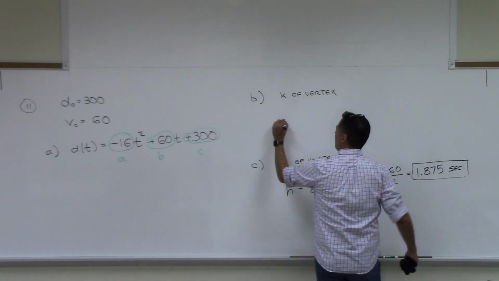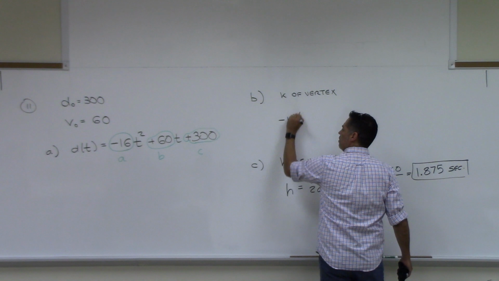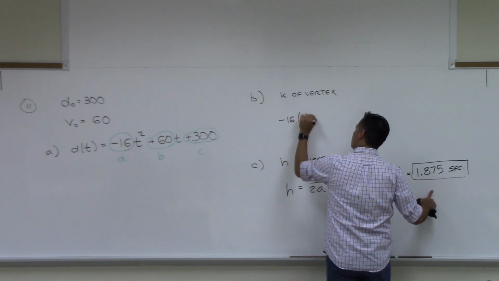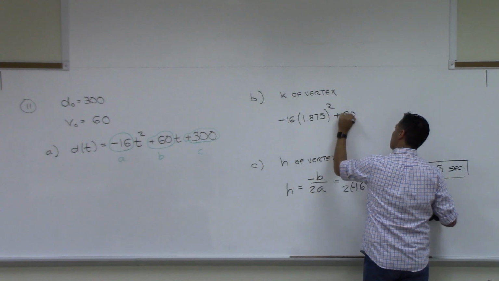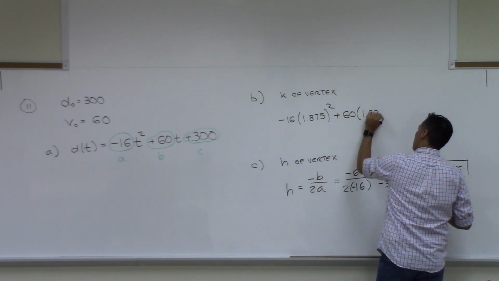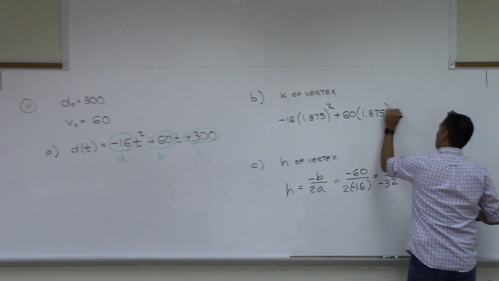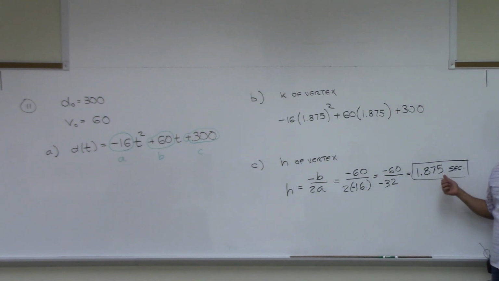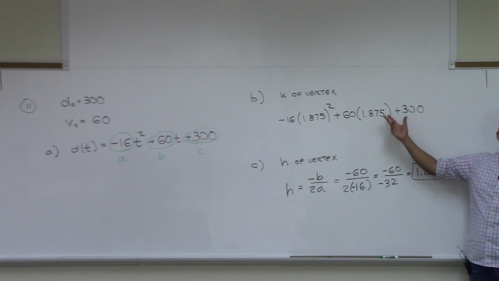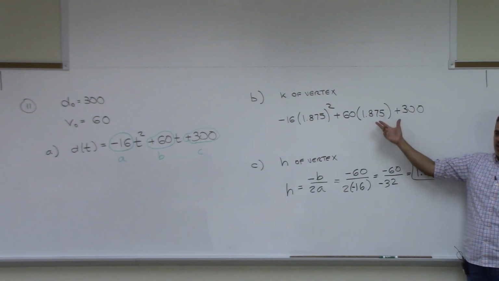I'm going to take negative 16. I'm going to take this number, 1.875. I'm going to square it. I'm going to add to it 60 times the 1.875. And then I'm going to add 300 to that answer. So that's why we have to get h before k, because you need h to get the k.